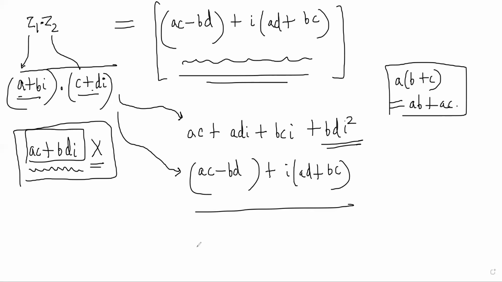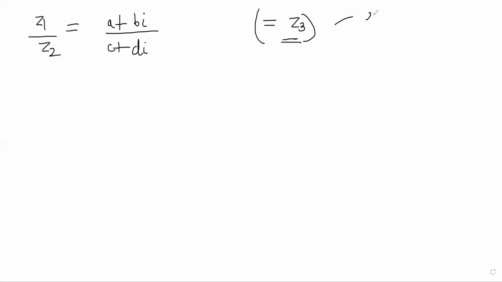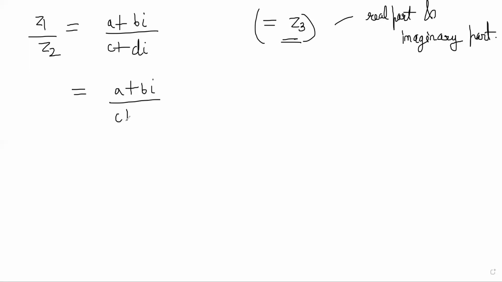If you want to do division, for example, Z1 by Z2, you want to have A plus BI by C plus DI. Now here, ultimately you want to get a new Z3, and Z3 will also have some real part and imaginary part, which is the division of Z1 and Z2. So in order to get that Z3, what we do is this: A plus BI by C plus DI, you multiply by the conjugate. Conjugate as in C minus DI, up and down, because this multiplication helps you make the denominator a real number.